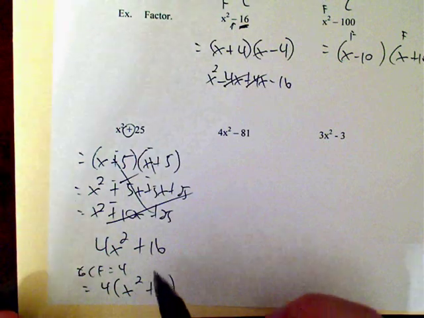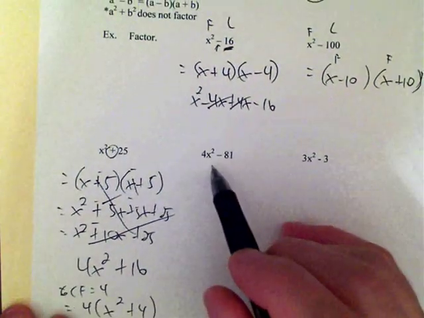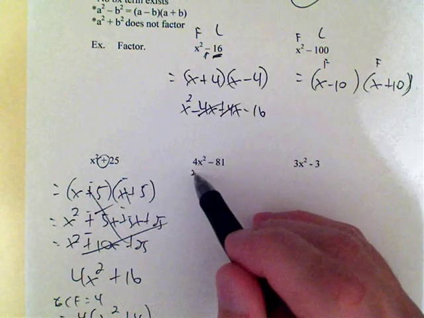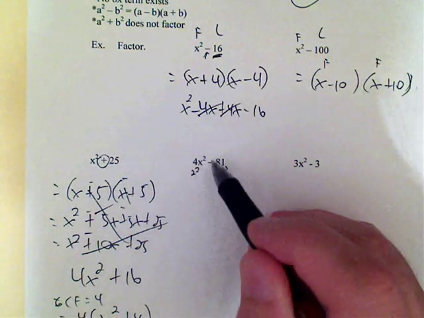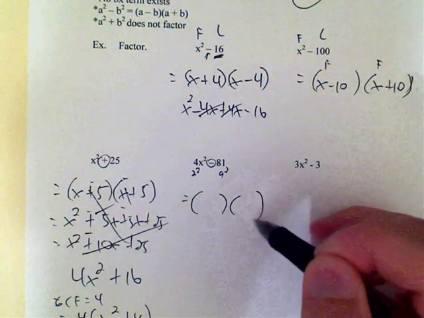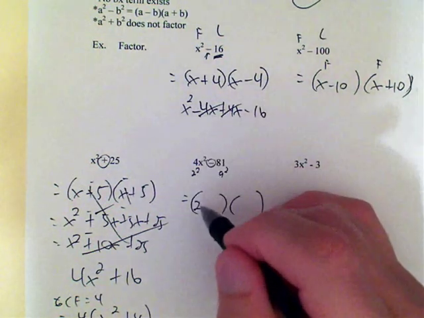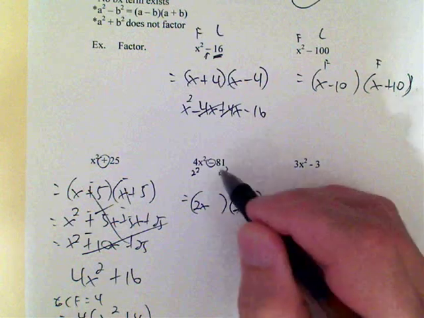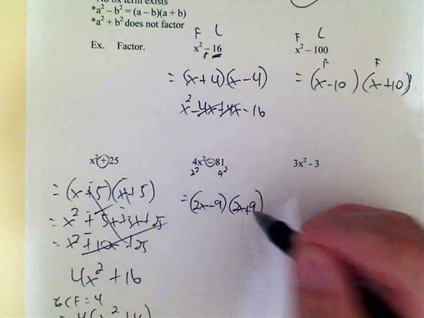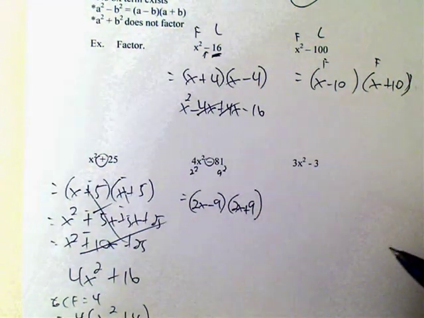Now let's go back to our difference of two squares problems. 4 is the square of 2, 81 is the square of 9. Got that minus sign that I need. I'm ready to go. No GCF. Couple squares. What times what is 4x squared? What times what is 81? What times what's a negative? Positive and negative. 2x minus 9, 2x plus 9.